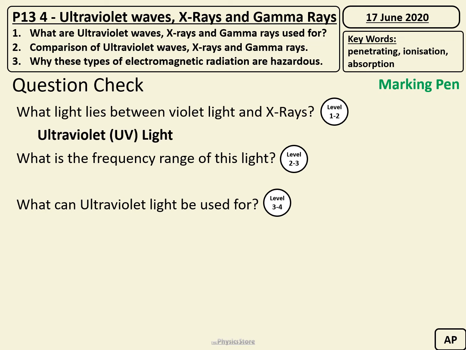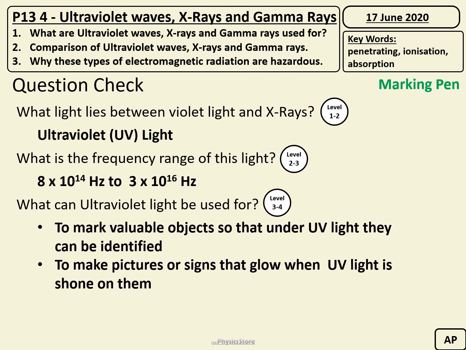So answers. UV light is what lies between violet light and X-rays. Frequency, as mentioned earlier, 8 times 10 to the power of 14 Hz to 3 times 10 to the power of 16 Hz. What can ultraviolet light be used for? To mark valuable objects so that under UV light they can be identified, and to make pictures or signs that glow when UV light is shone on them.